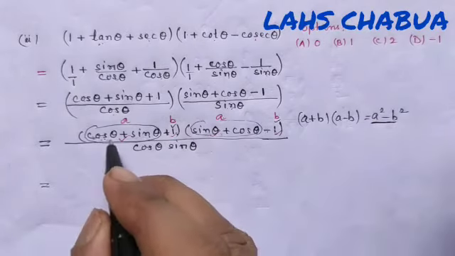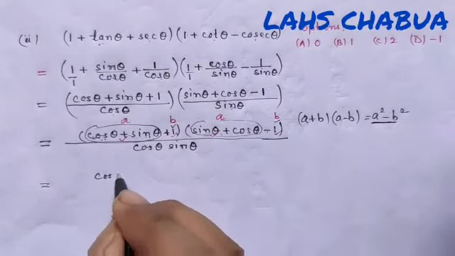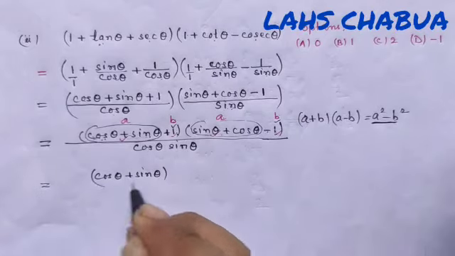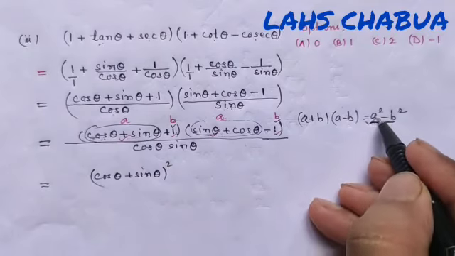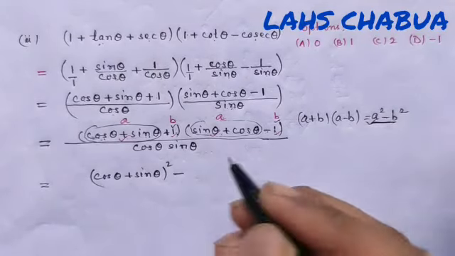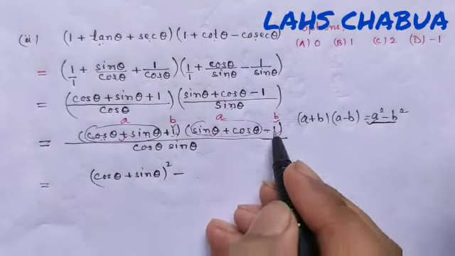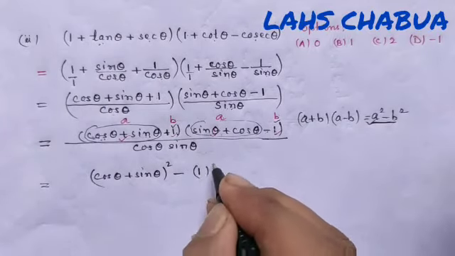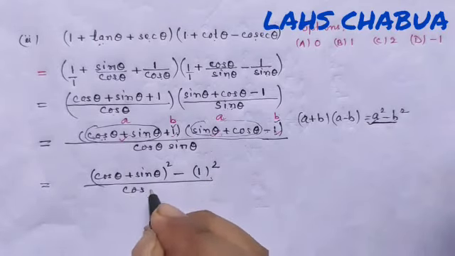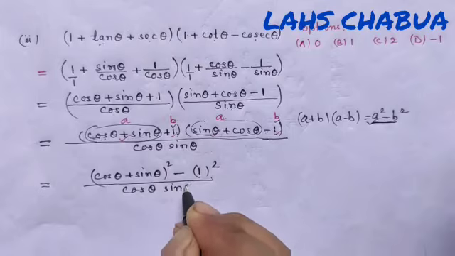A square, what is our A term? Cos theta plus sin theta, whole square. We have written A square. Next, minus B square. What is our B term? B term is 1. See, B square is 1, upon cos theta into sin theta.